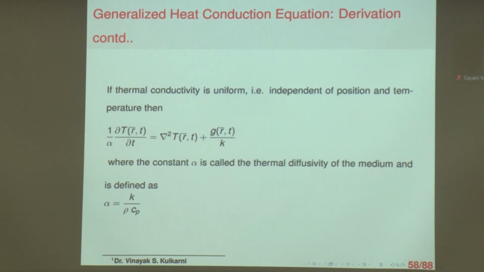Only here del square is written, and del square represents the Laplacian operator, of course. This is also a Laplacian operator for the one-dimensional equation. And this is the rate of heat generation within that particular volume.